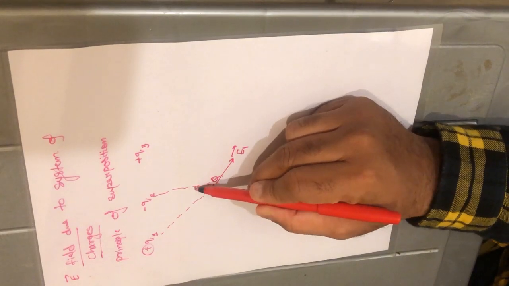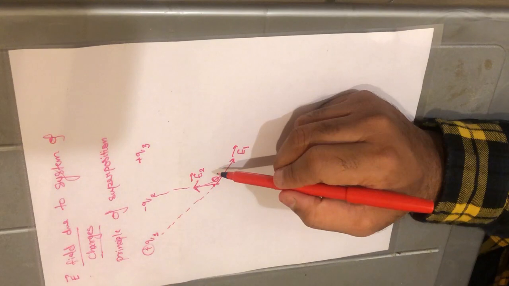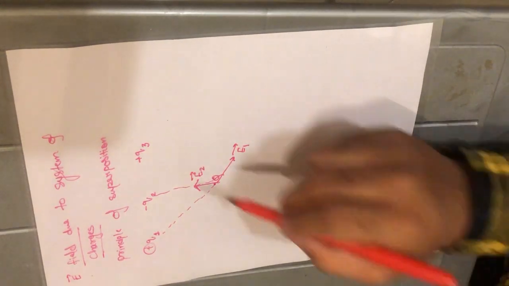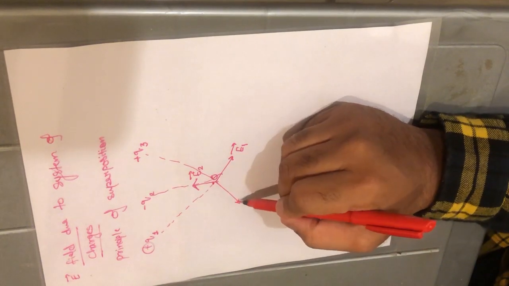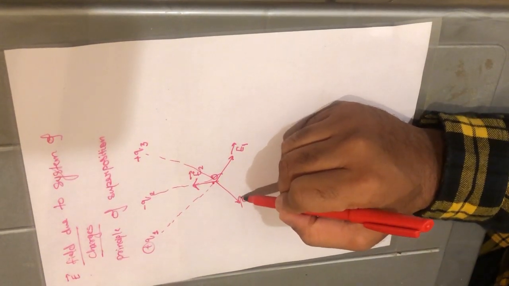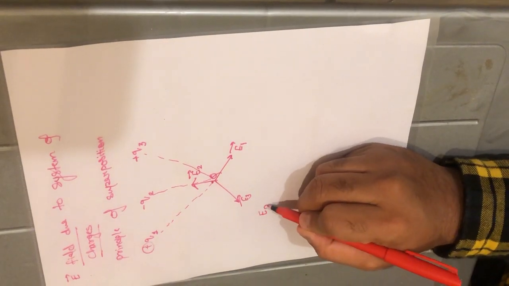For q2 acting on capital Q it will be E2. Now here the direction is to be noted. It is going towards the negative, because we already know that the electric field for a negative charge will be towards its center, and for the third charge, which is again positive, it will be away, so it becomes E3 vector.